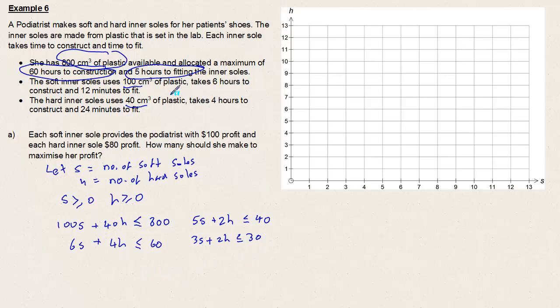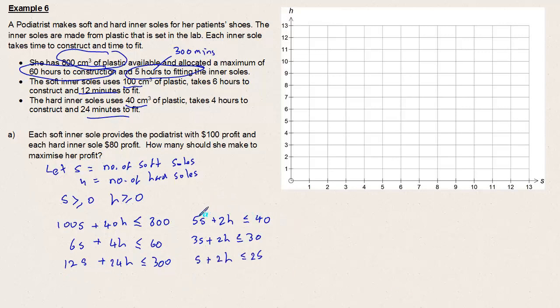And then finally, let's look at the fitting time. So she can give 5 hours, but these are actually given in minutes. So 5 hours is 5 times 60, so that's going to be 300 minutes. For the soft, it's 12 minutes, and then there's 24 minutes for the hard ones. So that's got to be less than or equal to 300. And once again, we could cancel this one down.